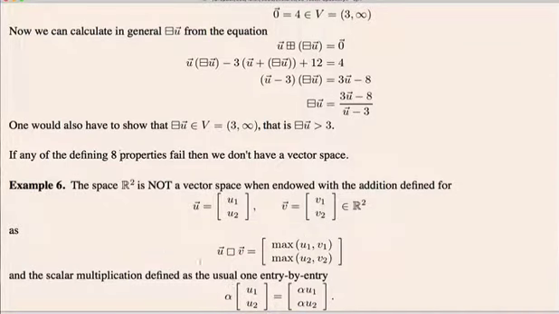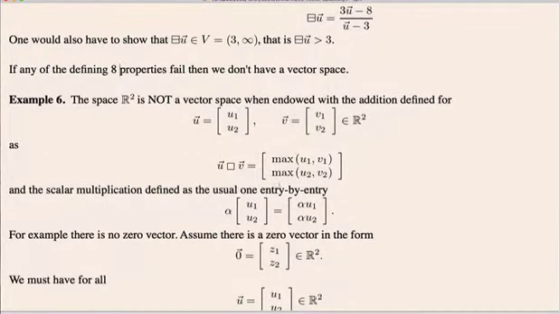One example for that is the space R2, which is not a vector space when we choose the addition as taking the maximum of the corresponding components. So if we have a vector u with components u1, u2 and a vector v with components v1, v2, then the addition u box plus v is the maximum of u1 and v1 and the maximum of u2 and v2. The scalar multiplication, let's leave it as the usual entry by entry scalar multiplication.